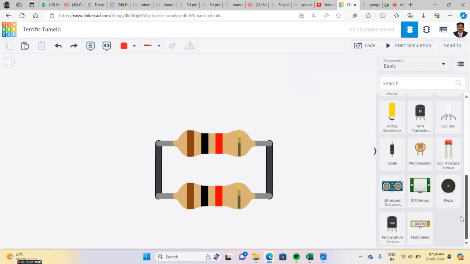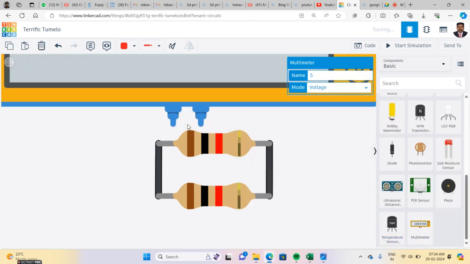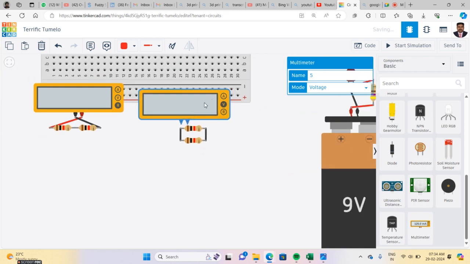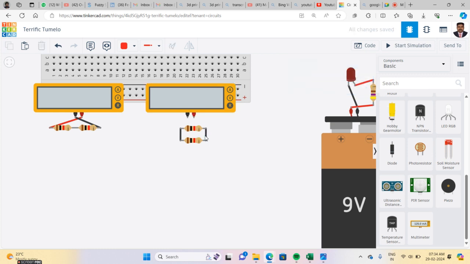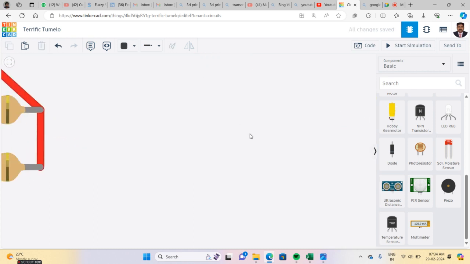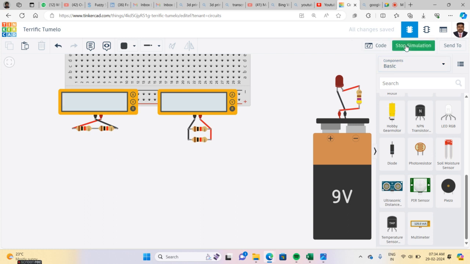Again we will take the multimeter, put it in the resistance mode, and then connect one end to here, another end to here. As we discussed earlier, in any circuit at last you will get two terminals. Now you start the simulation. What is the value you are getting? 500 ohm. Half of it. Am I correct? Yes, ma'am.